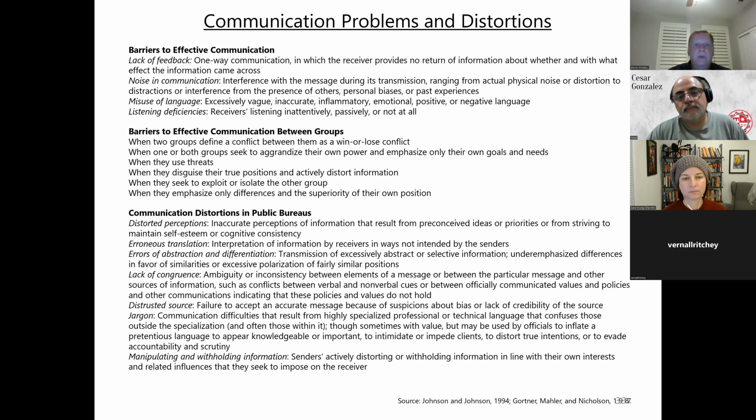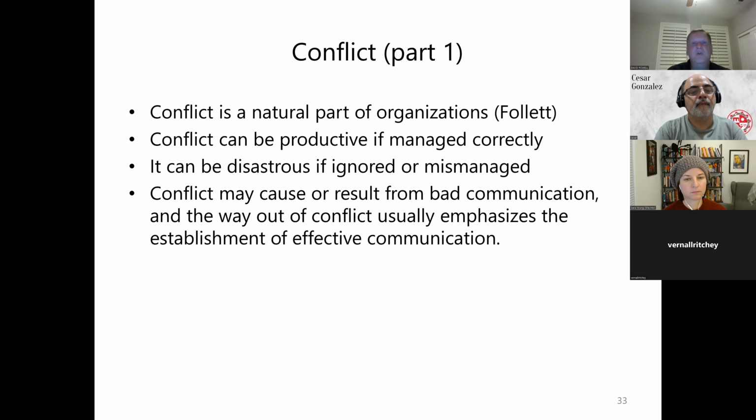We also know that there are distortions in communication in organizations: distorted perceptions, bad translation, errors of abstraction and differentiation, where we make things too abstract and too conceptual in nature. And you can go on and read all the other bullet points, but there are a lot of problems that leaders need to deal with in their organizations. To be an effective leader, obviously, you need to understand how your organization is communicating both vertically as well as horizontally, and then hopefully employ some of Mary Parker Follett's integration theories in terms of managing that communication.